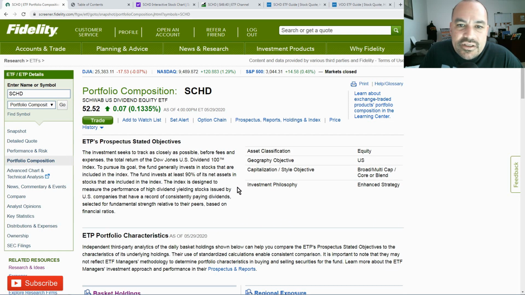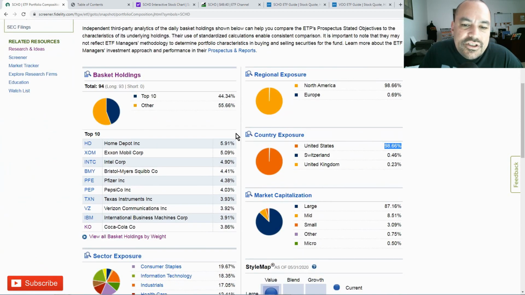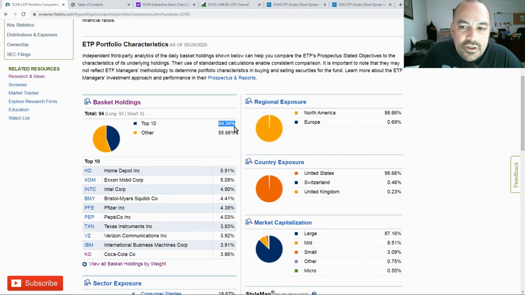Who do I think this fits in well with? I don't know. The reason why I wouldn't suggest this as a core holding, for instance, like if this was the only ETF you were to choose, I wouldn't personally suggest it because of the very heavy weight in the top 10. This could be a good addition along with SPHD as well.